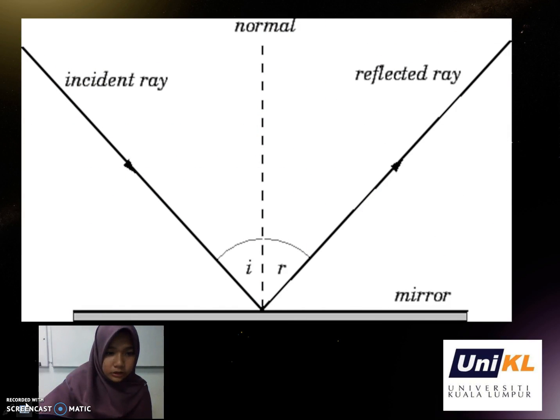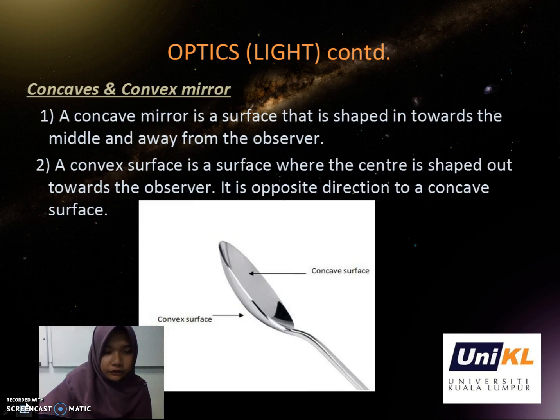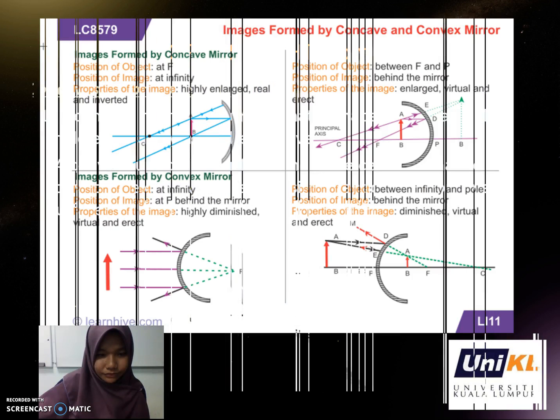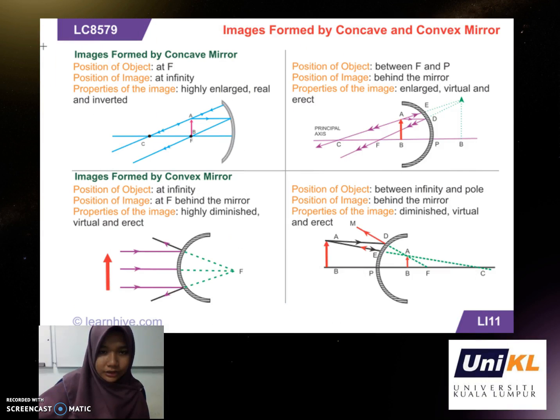So this is the picture of concave and convex mirrors. A concave mirror is a surface that is shaped in towards the middle and away from the observer. A convex surface is a surface where the center is shaped out towards the observer, in the opposite direction to a concave surface. This is an image formed by a concave and convex mirror. You can see the difference.